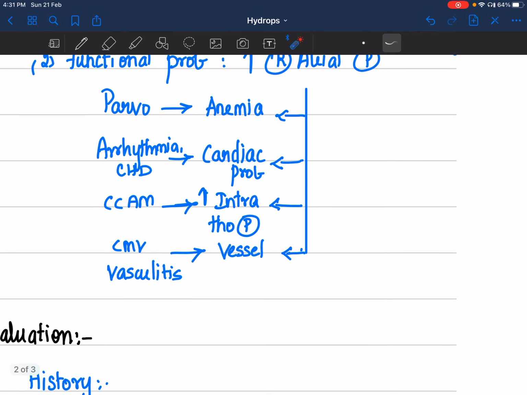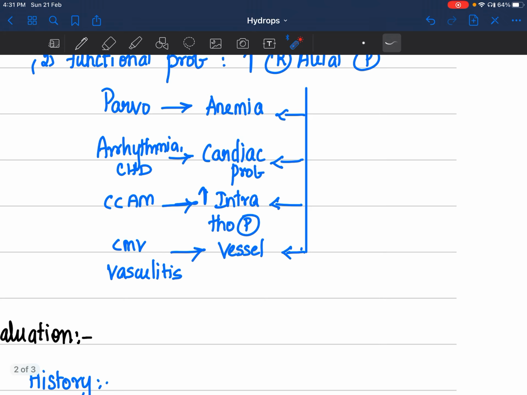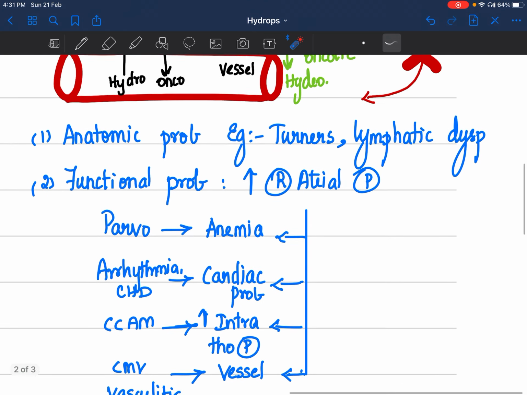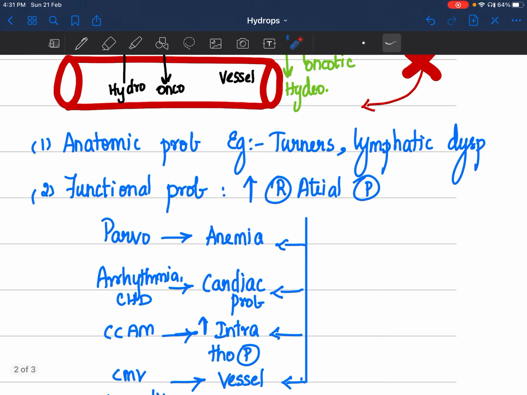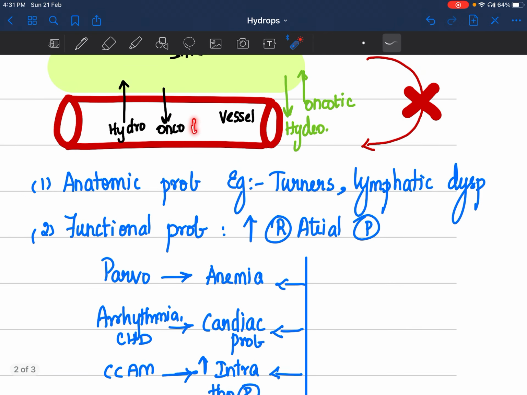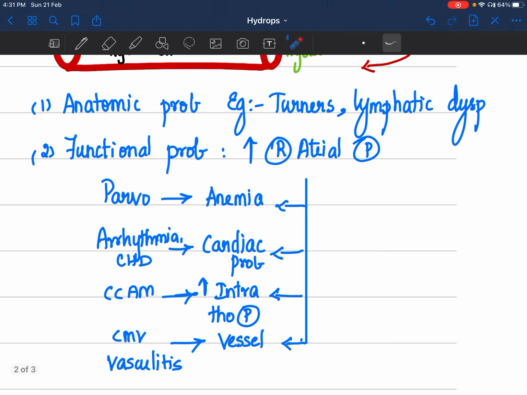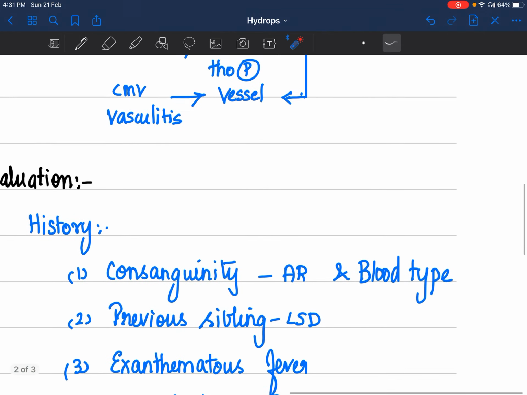Suppose CMV has affected your liver, assume. In that case, what happens? The synthetic function of the liver comes down, right? If the synthetic function comes down, what goes down? Your albumin. Albumin is the main determinant of your oncotic pressure, right? So if albumin goes down, your oncotic pressure is down. So there's nothing holding the fluid inside the vessel. It leaks back into the interstitium. So these are all the pathophysiology of your hydrops fetalis.